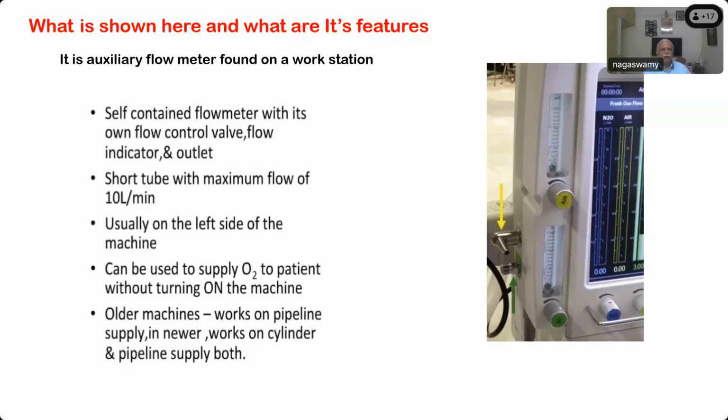Okay. So it is a self-contained flow meter with its own flow control valve, flow indicator outlet, short tube with maximum flow of 10 liters per minute, usually on the left side of the machine. It can be used to supply oxygen without turning on the machine. And the old machines were working on pipeline supply. In the newer ones, it works on cylinder and pipeline both. So that is the difference between the older auxiliary oxygen and the newer machine.